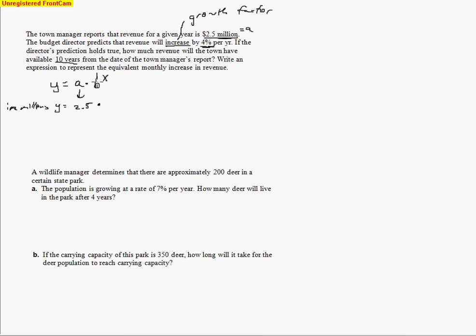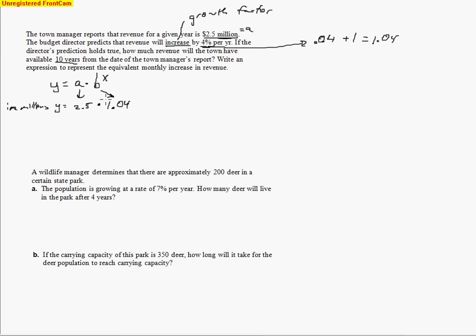Then times our growth factor. If I multiply by 1, it doesn't change the value, but it's increasing by 4%. 4% is the same thing as 0.04. Since it's increasing, that means an addition sign, so I add that 0.04. That makes 1.04, and that's what I'm going to call my growth factor. 1 times a number doesn't change the value, but it's growing by 0.04, and that's why I use that as my growth factor.